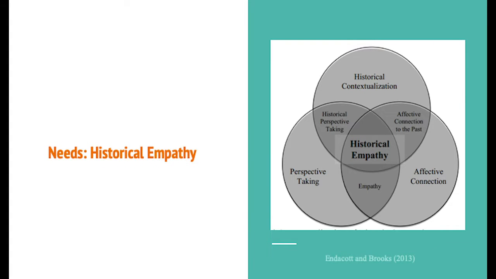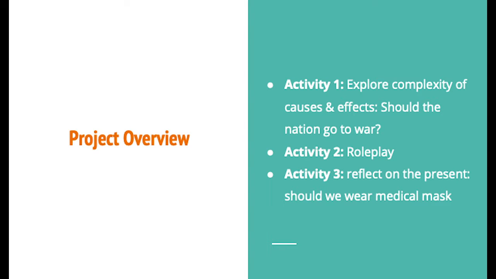So each component of historical empathy is important in some way. For historical contextualization, historical empathy helps with curriculum goals by increasing students' engagement with the study of history and promoting a better understanding of historical contents. For perspective taking, historical empathy also enables students to appreciate the complexity of a given historical event. And for the affective connection, historical empathy helps students learn from the past when they establish both cognitive and affective connection with the past.